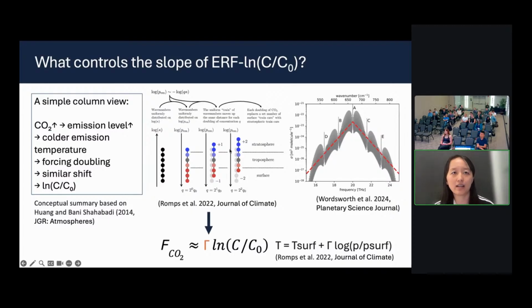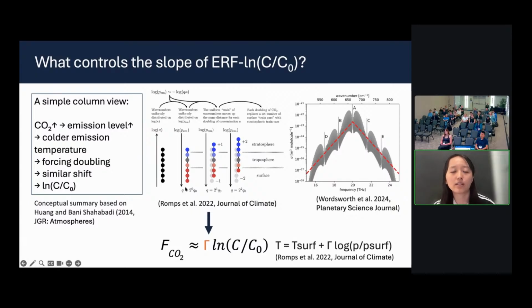To think about that, we look back at some papers that explain why CO2 forcing is approximately logarithmic in concentration. The first one, in 2014, provides a simple column view. As CO2 increases, the effective emission level moves upward. Since higher levels are colder, less infrared radiation escapes to space, producing a radiative forcing. Because each CO2 doubling causes a similar upward shift of the emission level, the forcing scales approximately with log CO2.